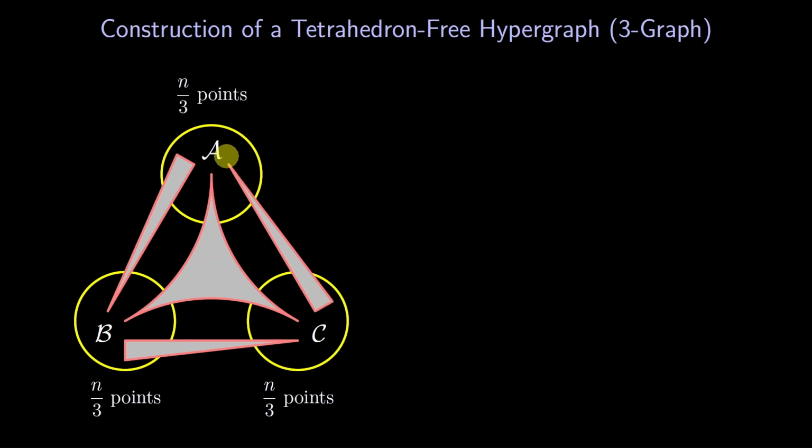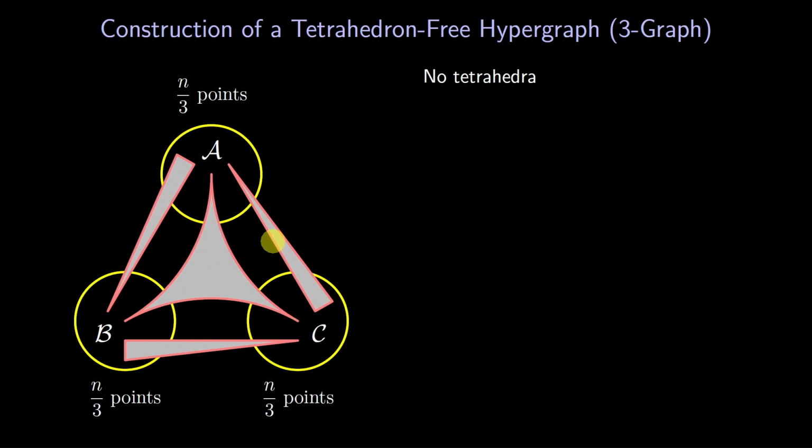Does this hypergraph contain any tetrahedra? No. To see why, consider any 4 of its points. If 3 of the points were in the same set, A, B, or C, then those 3 points wouldn't form an edge. So we may assume that A, B, and C each have at most 2 points. The 4 points must then split into 2, 2, 0 or 2, 1, 1. And we can check that neither split gives a tetrahedron.